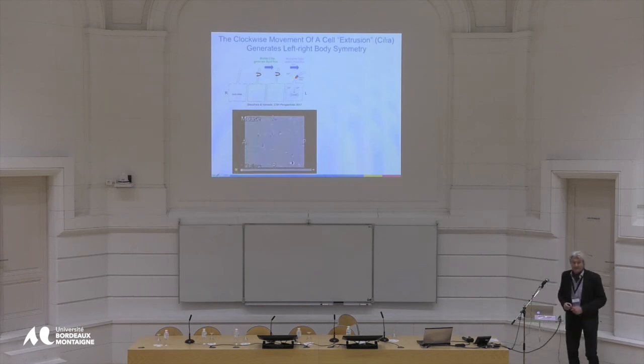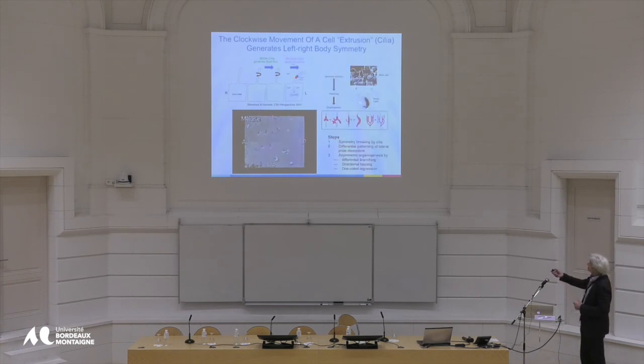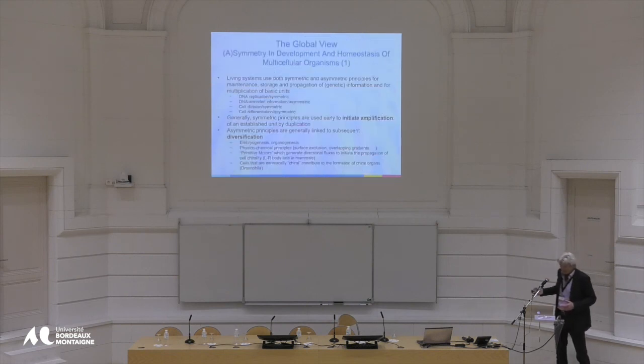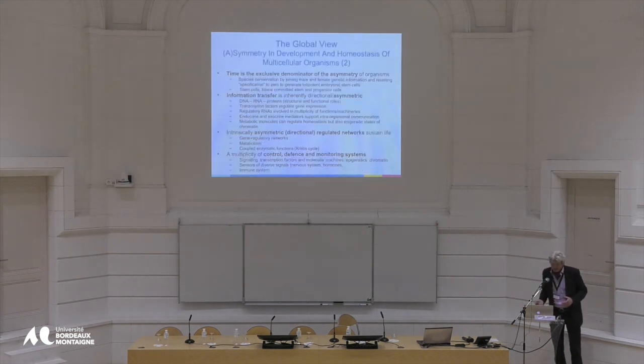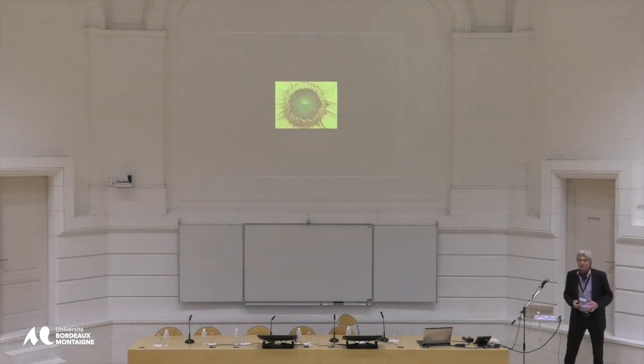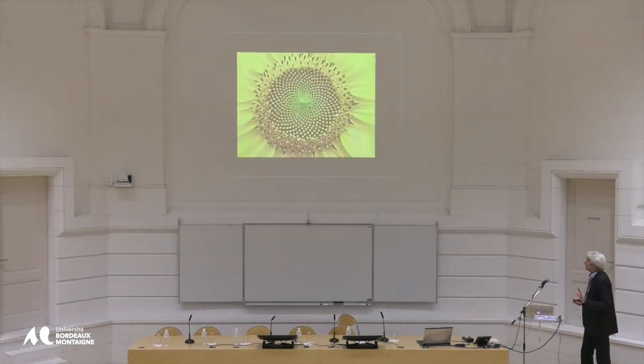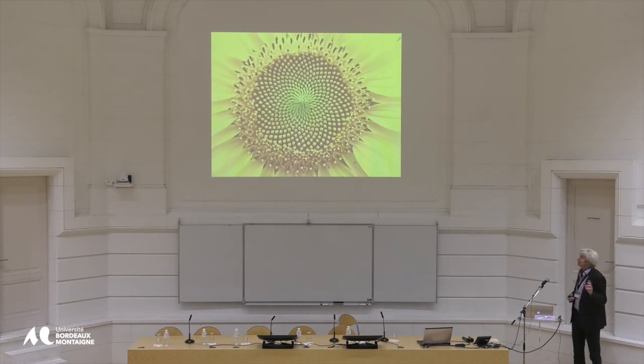So you see, these are cilia which are rotating, and they are all rotating clockwise, and they are generating a flux of liquid in one direction, and this is then interpreted by factors like Lefty and Nodal, and you see there's an asymmetric organization of this. I don't need to go into the global view, I just want to show you a nice symmetric element.